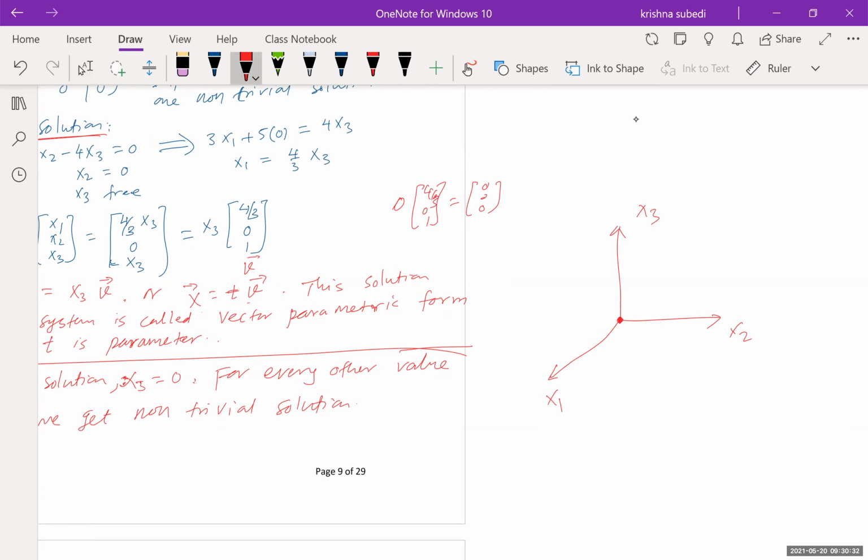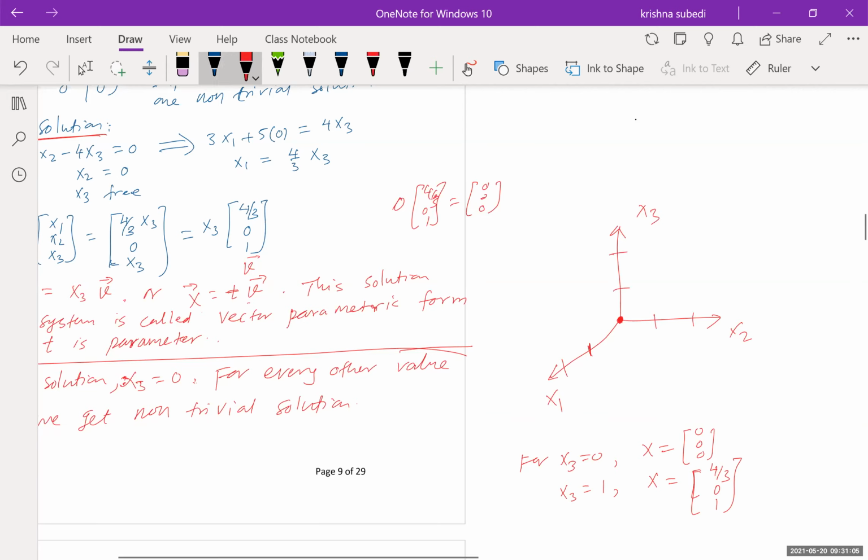That is the point when x3 equals 0. Suppose I want to suppose x3 equals 1. For x3 equal to 0, x equals 0, 0, 0. We know that. For x3 equal to 1, for example, x will be 4 over 3, 0, and 1. Let me just plot that point. So x1 is 4 over 3. Let's say this is 1, this is 2, 1, 2, 1, 2.